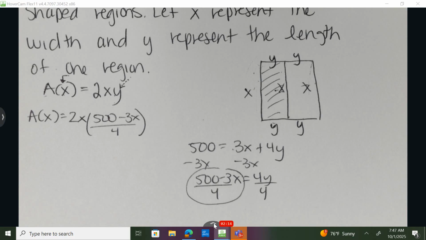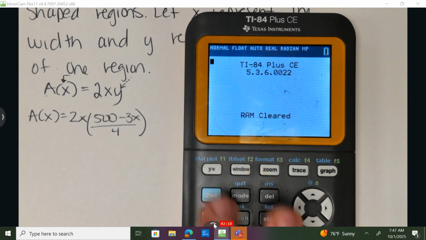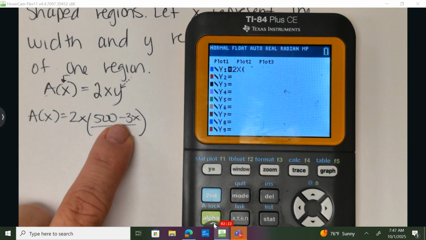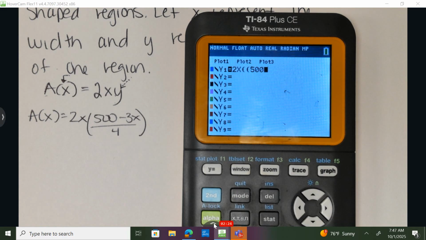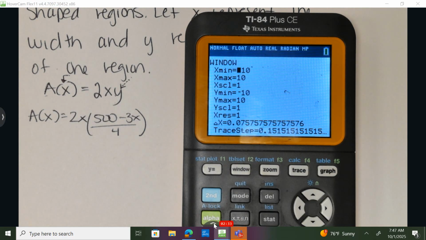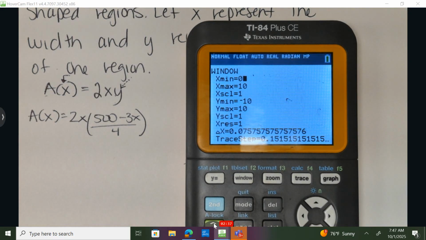Next, we're going to identify the domain of the function. So I've cleared my calculator, and now I'm going to go up to y equals 2x times, and I'm going to put an extra parentheses around this numerator, 500 minus 3x, divided by 4. Alright, now let's go to Window. We know that x represents a distance, and distance will always be greater than 0.